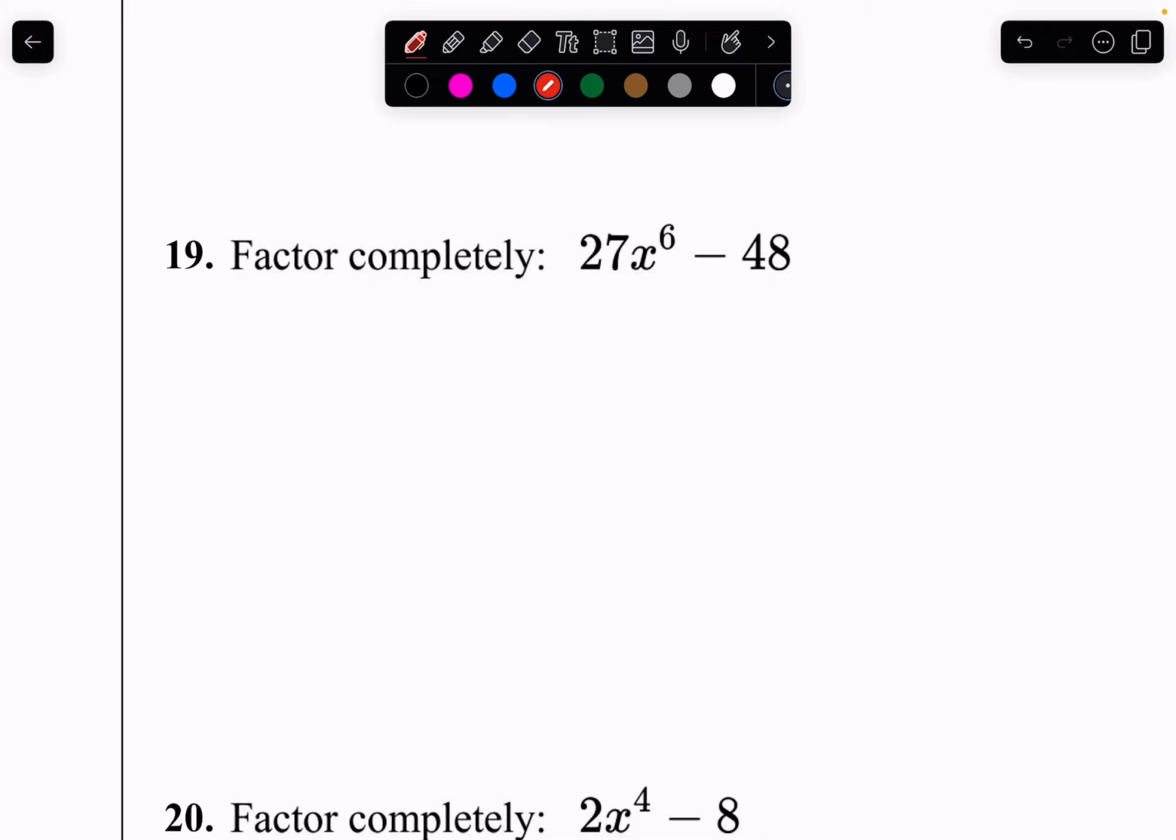Now, if you recall, first thing we always look for is a GCF. Do we have a GCF here? We do. We can take a 3 out of everything. So we take a 3 out of the 27, and we get 9x to the 6th. And we take a 3 out of the 48, and we get a 16. Okay? So this might be the end of the road here if we couldn't factor anymore.